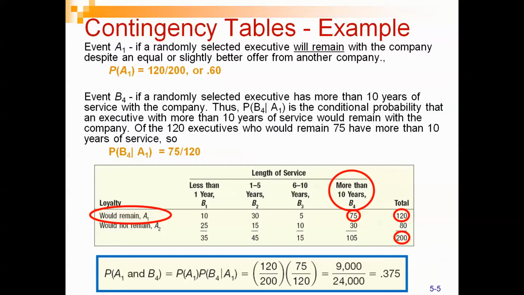Now this gives us the probability of B sub 4 given A sub 1, but we want the probability that both will happen. So to solve for the probability of selecting an executive who would remain and who has more than 10 years of service, we use the general rule of multiplication, as indicated by the calculation in the box bordered in blue right here.